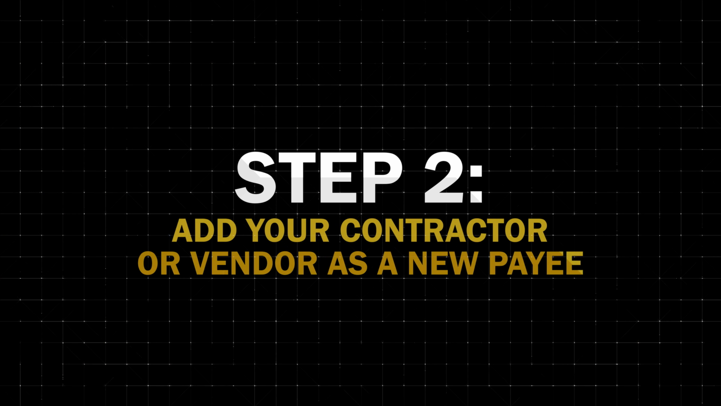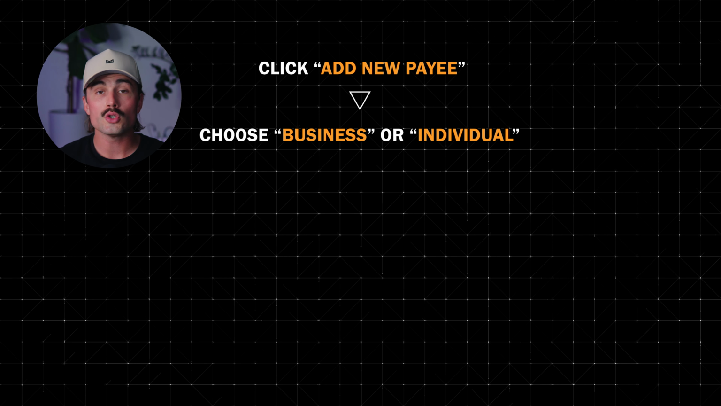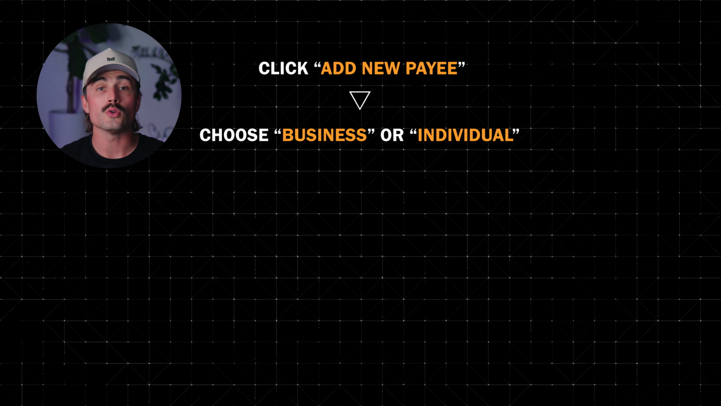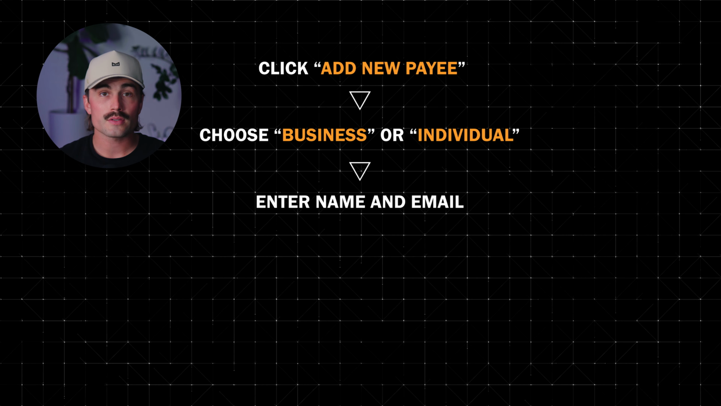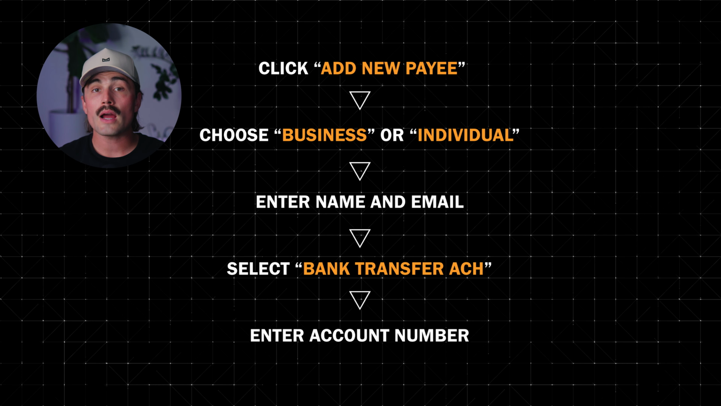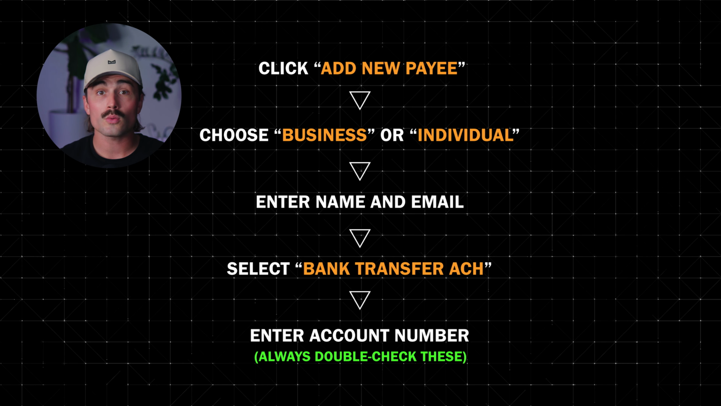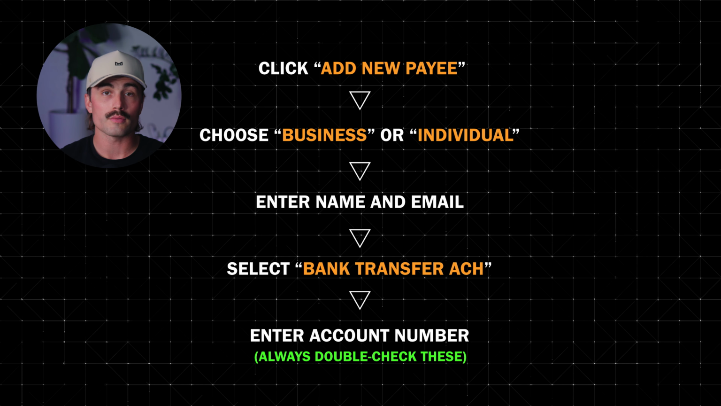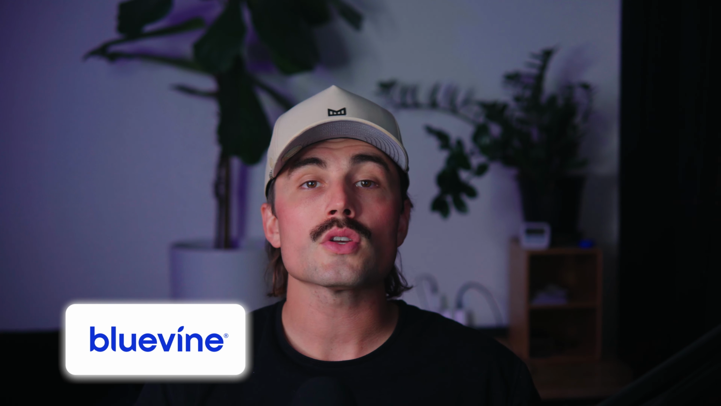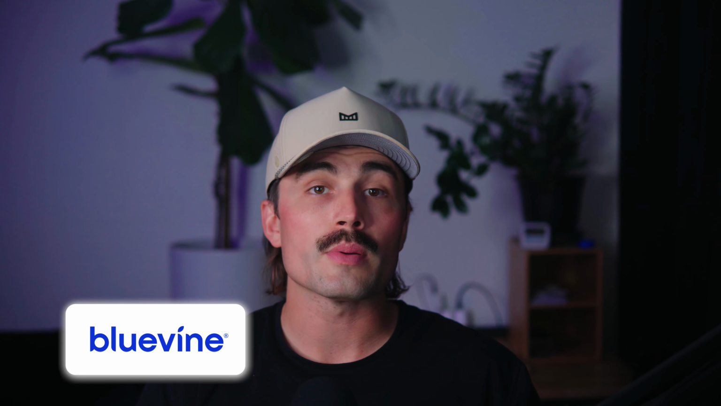Step 2, add your contractor or vendor as a new payee. If this is the first time you're paying this person, you'll need to add them as a payee. Click add a new payee and choose business or individual depending on who they are. Enter their name and email address. Select bank transfer, ACH, as the payment method. Enter their routing and account number. Now, pro tip, always double check these. Sending to the wrong account is a pain to reverse. Once added, Bluevine will securely store their info so you can pay them again later without repeating these steps.